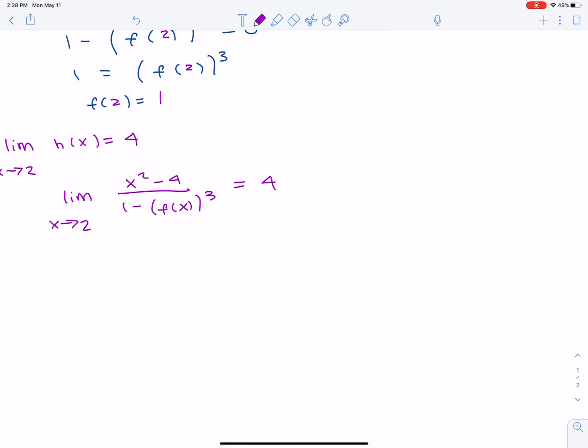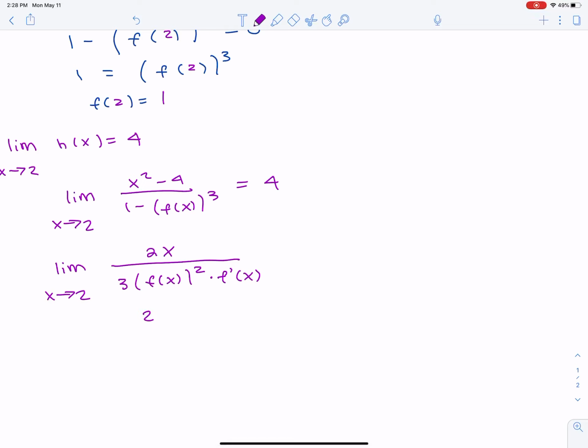So this is going to be the limit as x approaches 2. The derivative of the numerator is 2x. The derivative of the denominator, remember when we do L'Hopital's, take the derivative of the numerator, take the derivative of the denominator, is going to be 3 times f of x squared times f prime of x. Okay? Now, evaluating this at 2, we get this.